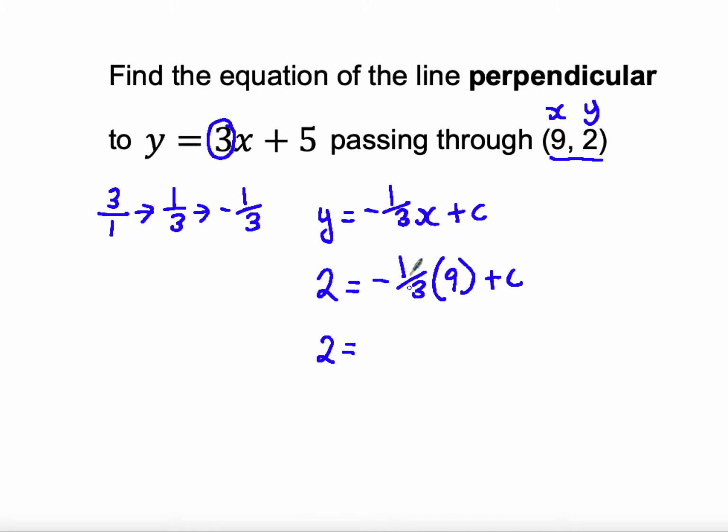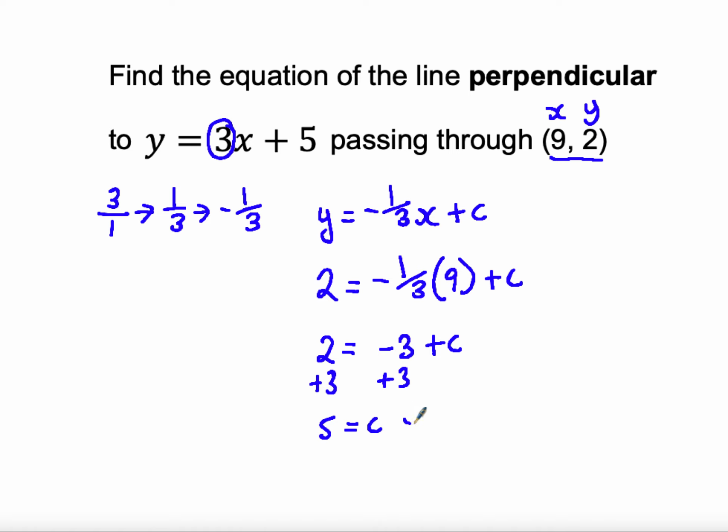You've got two options here. Either you can write this out formally as a third multiplied by 9, or you can just read this as a third of 9. So I'm going to just for now read this as a third of 9. So a third of 9 is 3. So a negative a third of 9 will be negative 3 plus c. Add the 3 to both sides, and that gives me that c is 5.